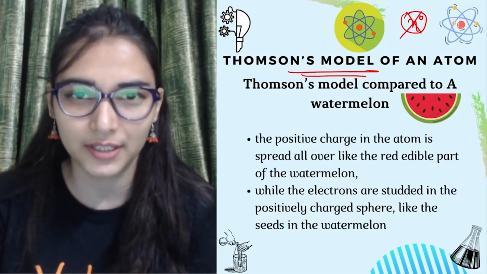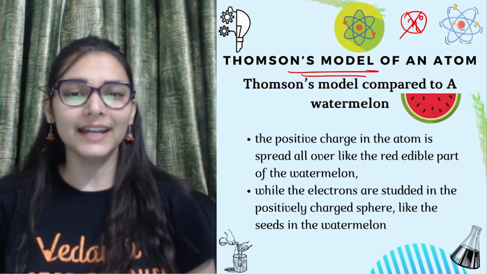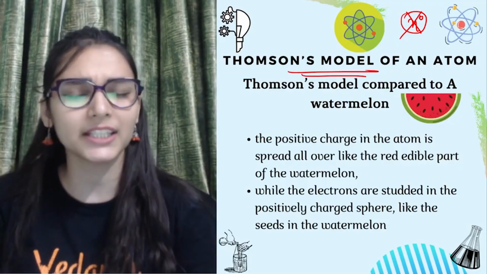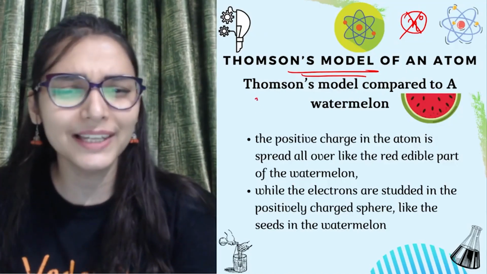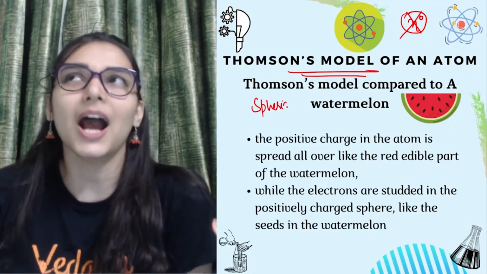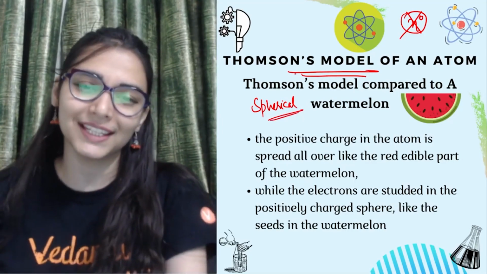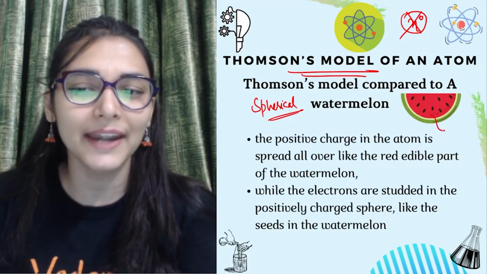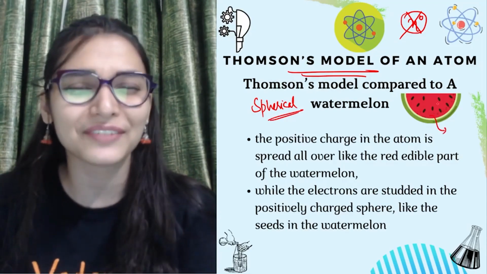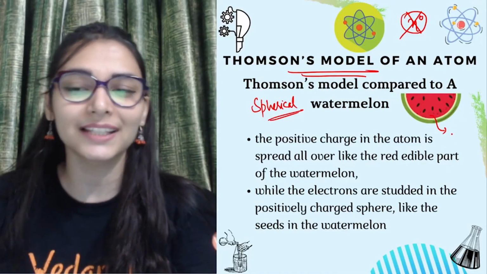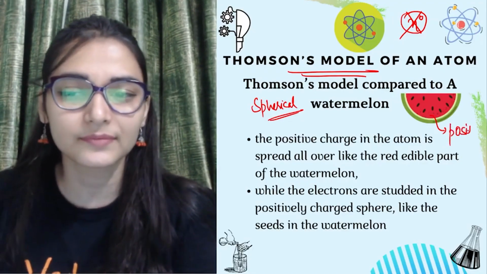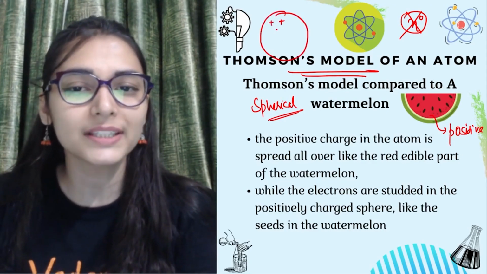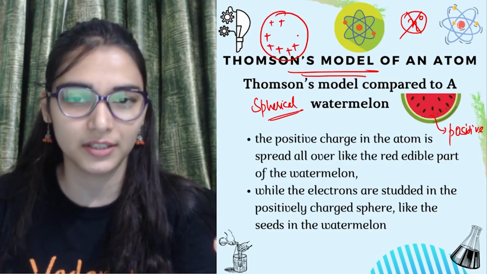That is the neutron. And Thomson said, have you ever seen a half-cut watermelon? Yes, we have seen it. A watermelon is spherical in shape. So how is it related to the atom? The atom is also spherical in shape. In the watermelon, you have this red edible part, our favorite part, that is just like the positive charge. In an atom also, this whole surface is positively charged.